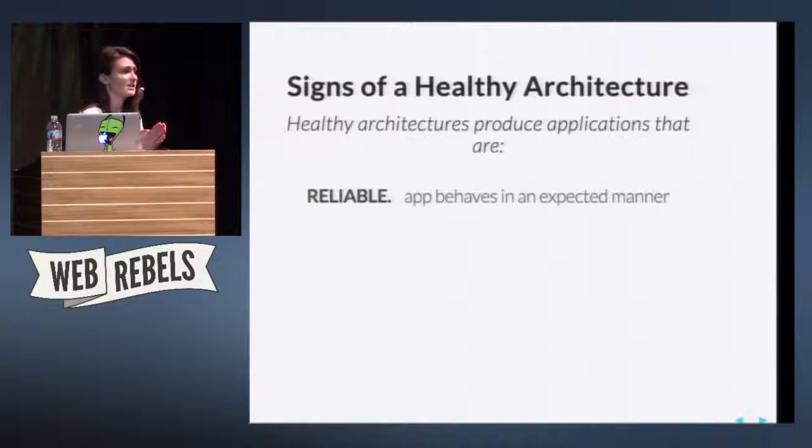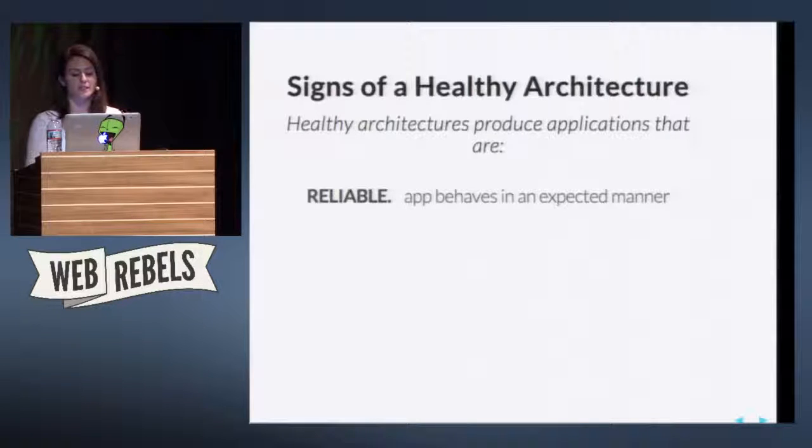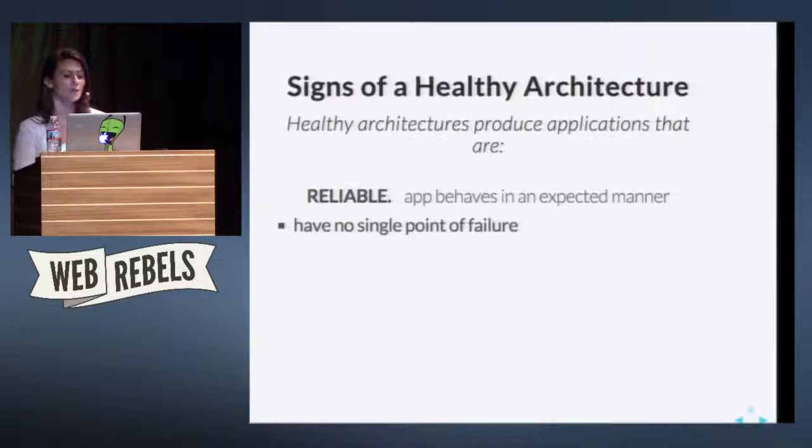So when we start building our applications and we want to see what kind of architecture is behind them, we need to actually look at characteristics of the application. What is the application doing? How does it behave? What are the qualities that it does or does not have? Healthy architectures produce applications that are reliable. The application is going to behave in a very expected manner. Reliable applications have no single point of failure.